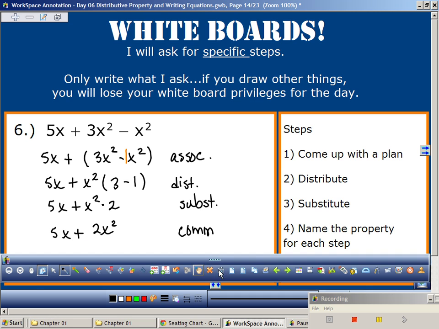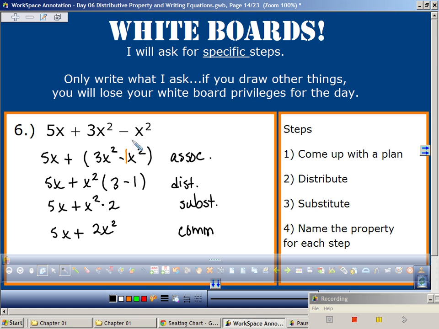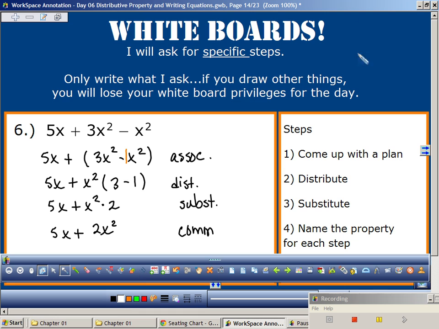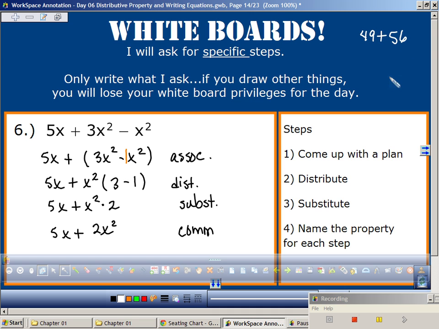Okay, question. Yes, Joshua. Confused now. I got lost after the first part. You got lost after the first part. So right here, do you understand that we were associating these two together? Yeah, I got that. Okay. Then I factored out an x squared from both because they both have x squared in common. It's the same thing as saying 49 plus 56.